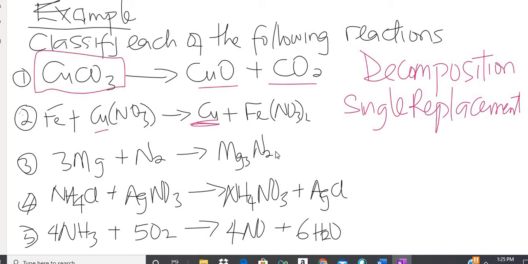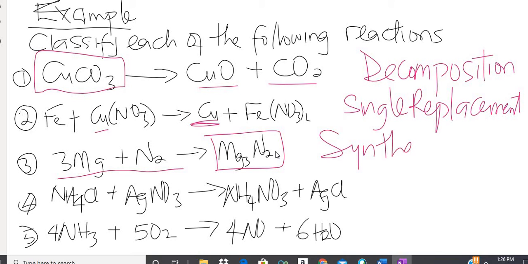Number 3, we have this reaction. The reactants are 2 and we have only 1 product. So this is an example of synthesis. One product, 2 reactants.